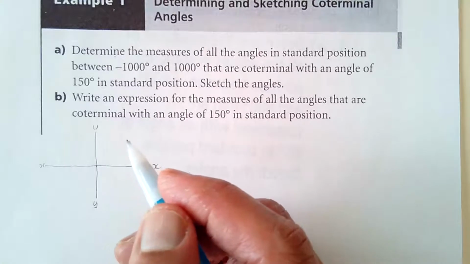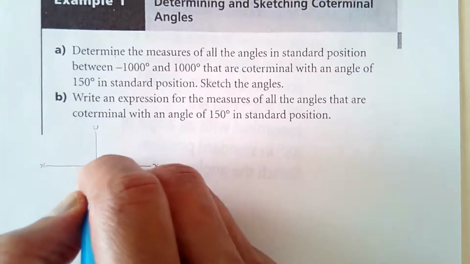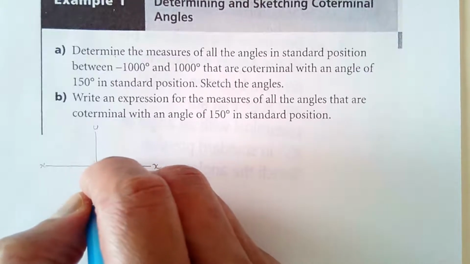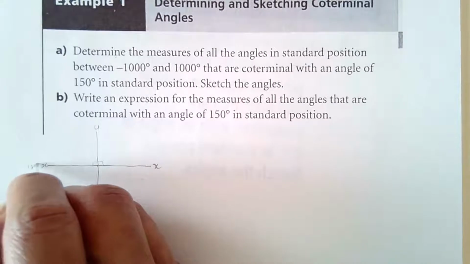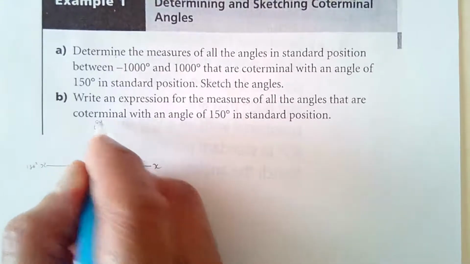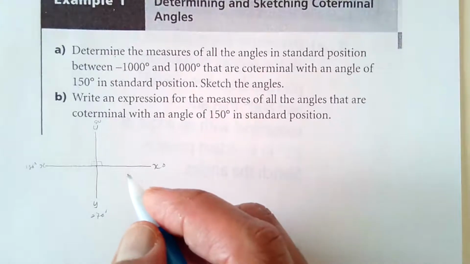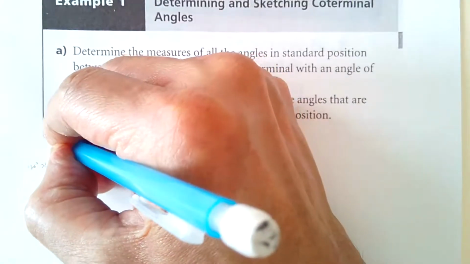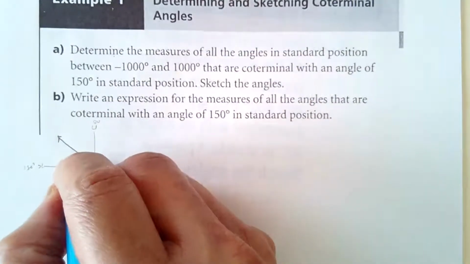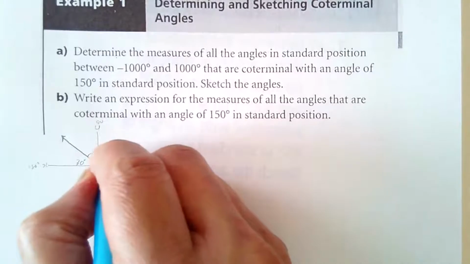So we have an angle of 150. This is 90 here, this is 180, this is 90, this is 0, and this is 270 degrees. So 150 will be right over here, so this is 30 degrees here. From here to here is 150 degrees.